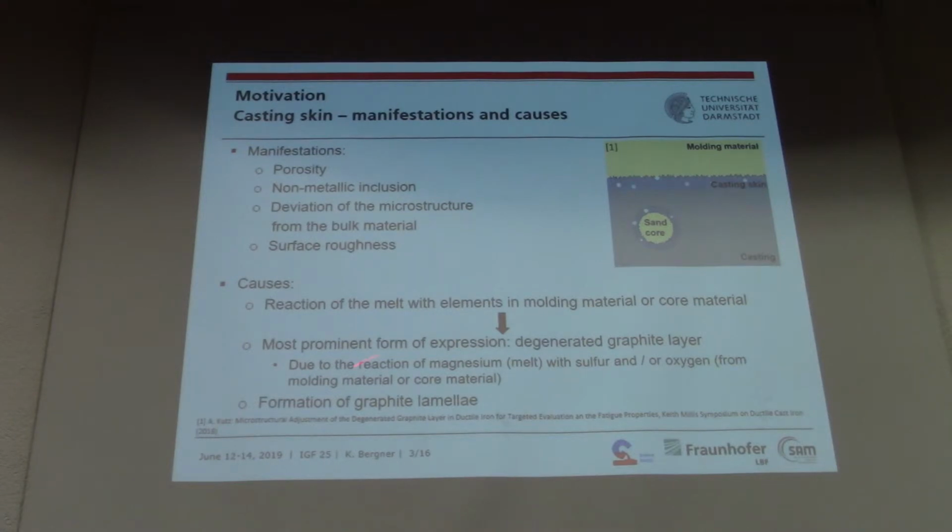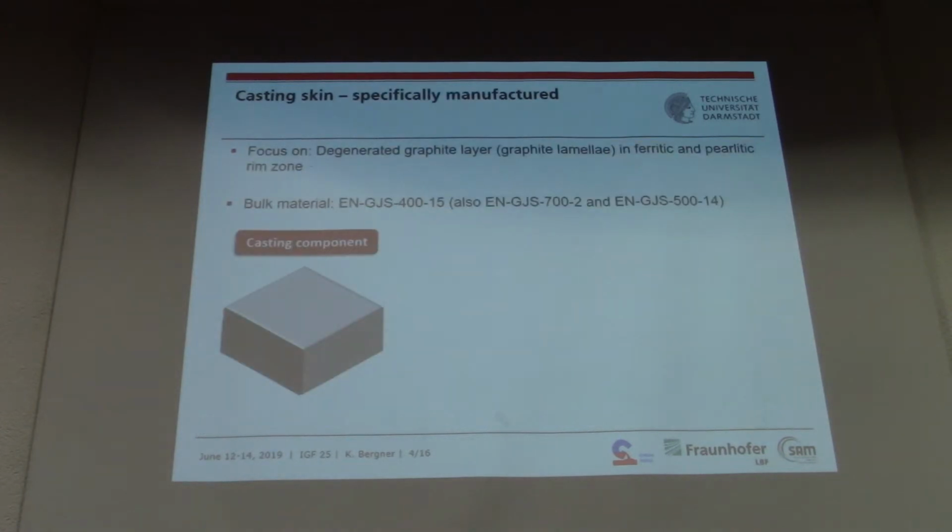And the degenerated graphite that we might have in the rim zone comes from a reaction of the magnesium in the melt and the sulfur and oxygen in the molding system, creating something in between a good material and a completely degenerated rim zone. In the project, we focus on degenerated graphite layers with a ferritic and pearlitic matrix.